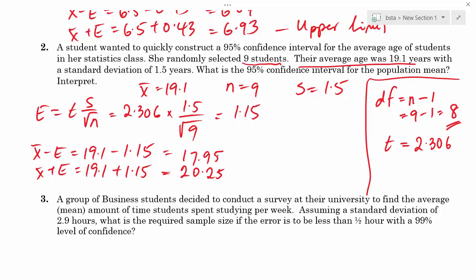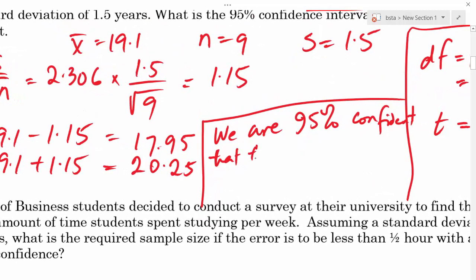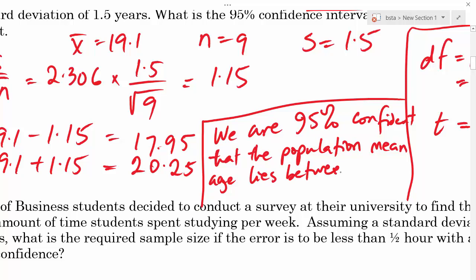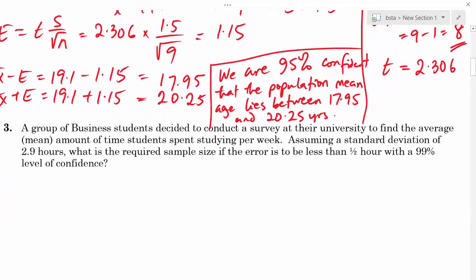So you got your interval here, and you just need to interpret it. So we say we are 95% confident that the population mean. So population mean of what? Population mean age, right? Lies between 17.95 and 20.25 years. So that's pretty much how we answer that question. So that's pretty straightforward.